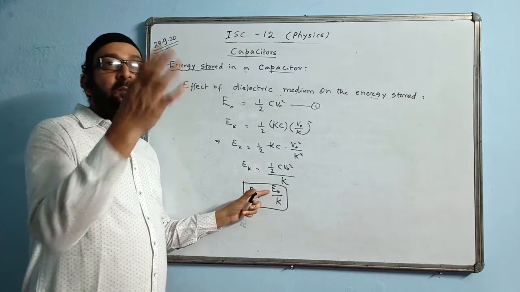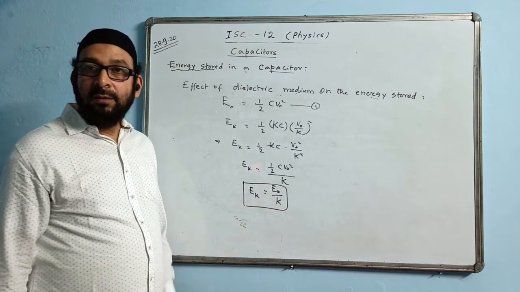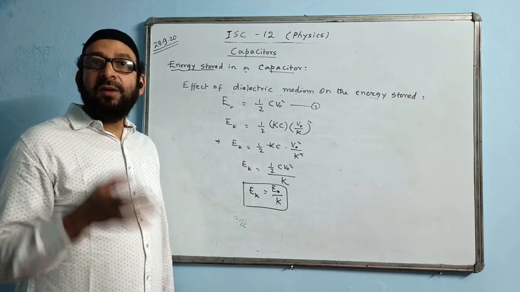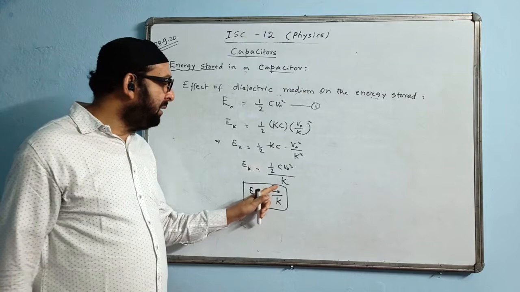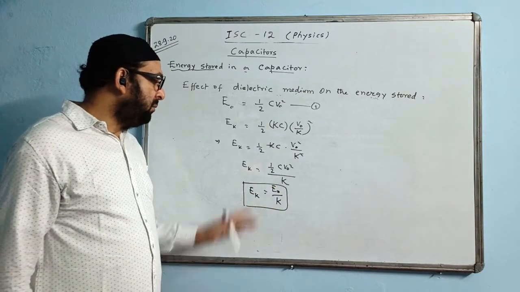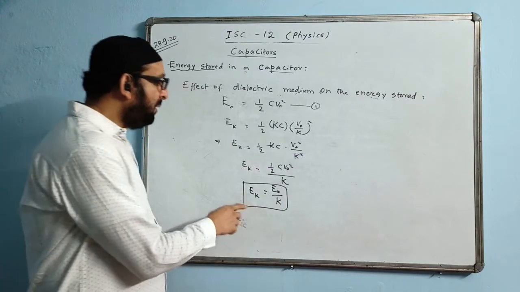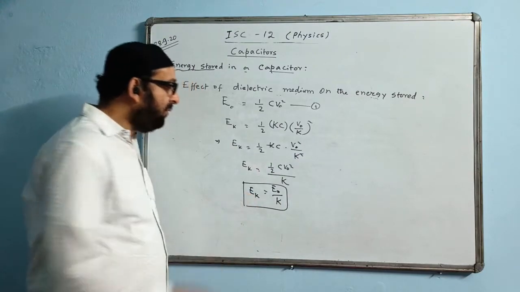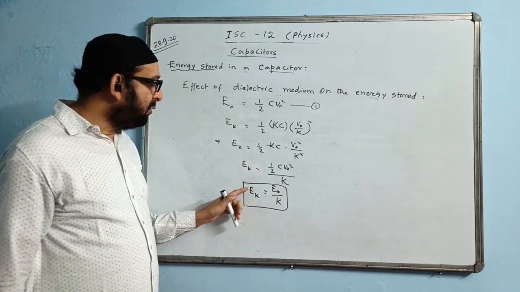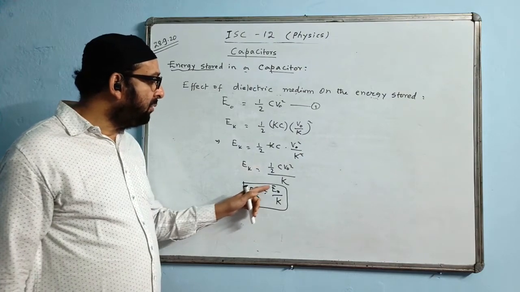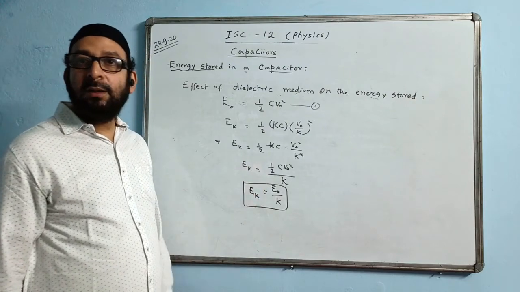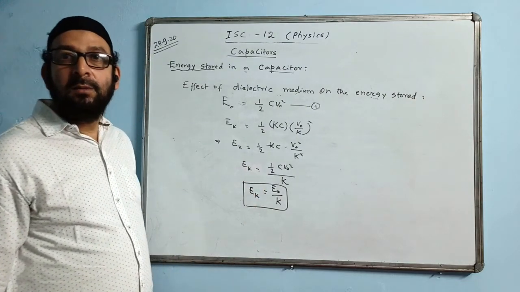Suppose the energy stored in air has the value 10 microjoule. What will be the value of energy stored in the presence of a dielectric medium of K equal to 5? Like 10 divided by 5. The answer will be 2 microjoule. So that is how we calculate the effect of dielectric medium on the energy stored in the capacitor. The energy stored in the presence of the medium K will be equal to E naught, which is when it is free, divided by K. It is decreasing by 1 by K times.